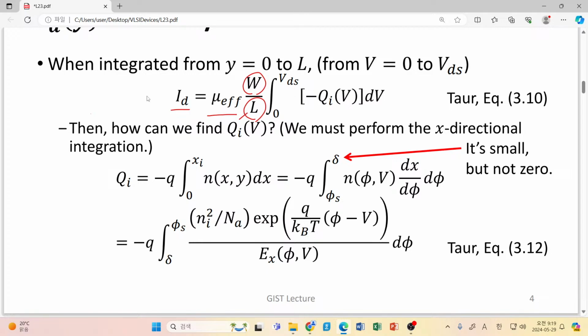And here we have another dependency, an inverse dependency on the length scale. So this is important. It means that if you have a shorter channel device, then you can have higher drain current. That actually corresponds to the key of miniaturization.